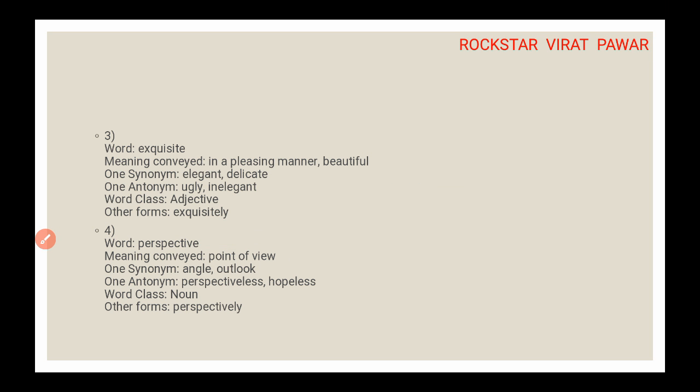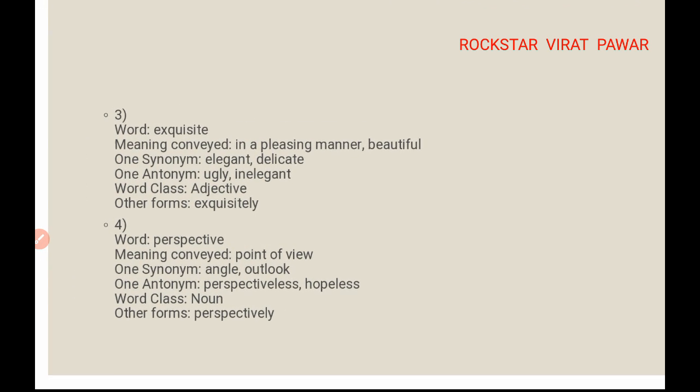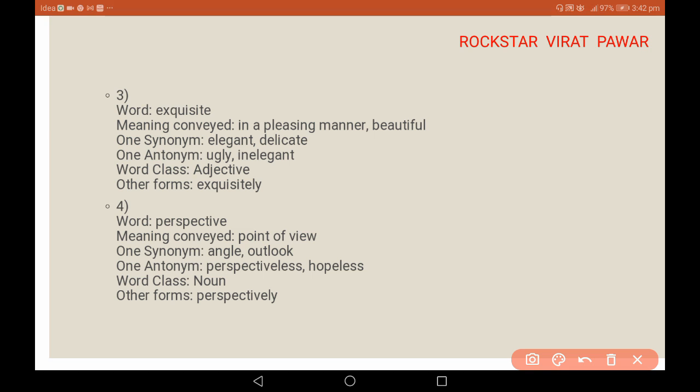Now we will see the third question. The third word is given: exquisite. What is meant by the word exquisite? The meaning is conveyed in a pleasant manner and beautiful. Synonyms are given like elegant and delicate. One antonym is ugly and inelegant. The word class is given as adjective.